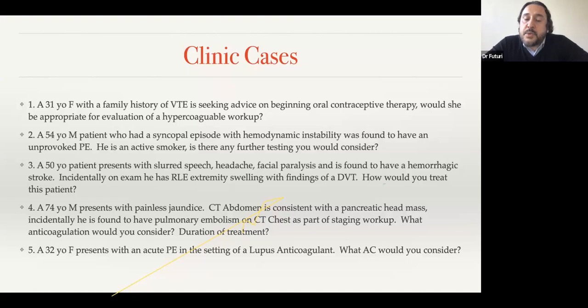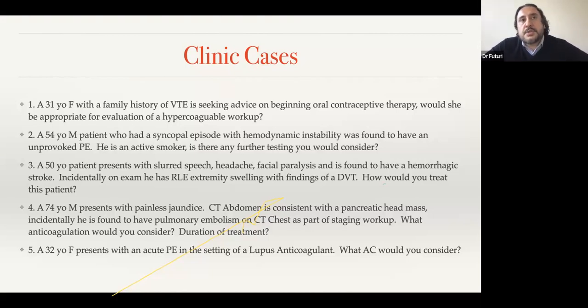And the last case was a 32-year-old female who presented with an acute pulmonary embolism, unprovoked. She's young. We evaluated for a hypercoagulable condition. She was found to have a lupus anticoagulant. Lupus anticoagulants or antiphospholipid antibodies have a significant risk of blood clots. And this patient, the question is, what anticoagulation would I recommend? I recommended warfarin, Coumadin for her.